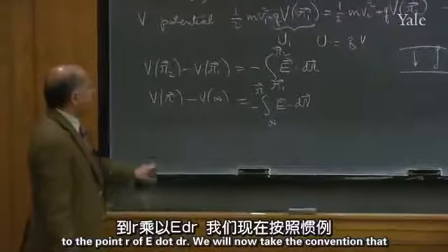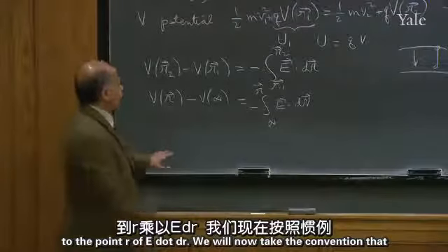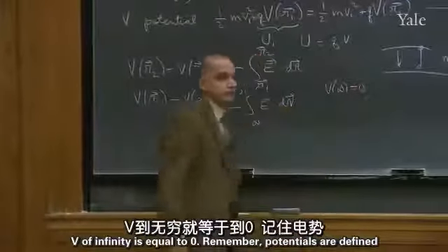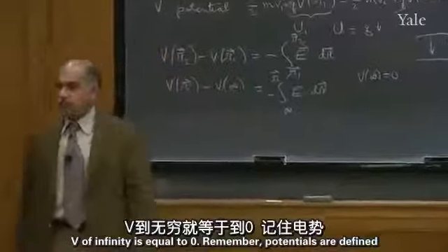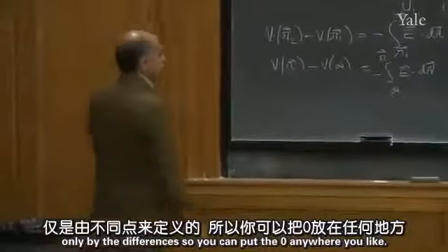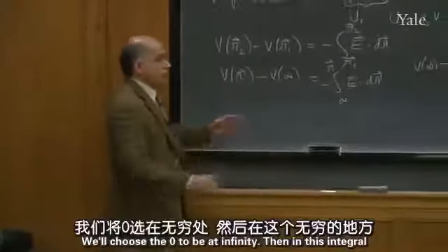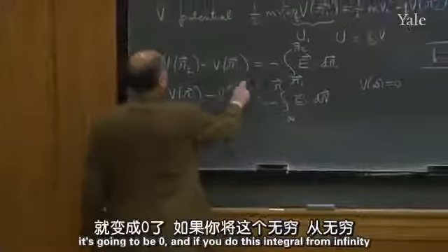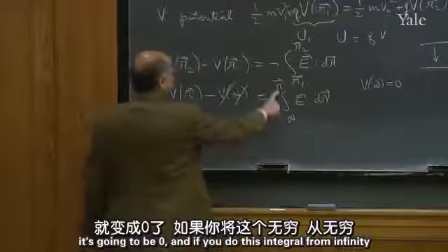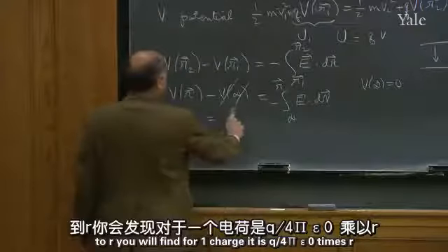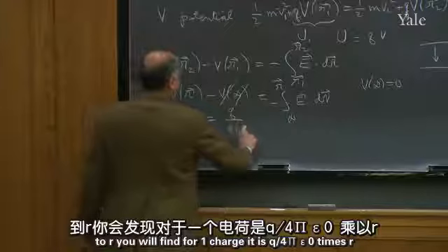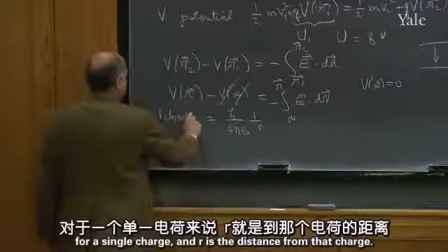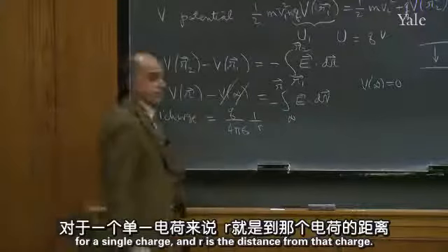We will now take the convention that V of infinity is equal to 0. Remember, potentials are defined only by the differences, so you can put the 0 anywhere you like. We will choose the 0 to be at infinity. Then in this integral, it's going to be 0. And if you do this integral from infinity to r, you will find for one charge, it is q over 4 pi epsilon 0 times r for a single charge, and r is the distance from that charge.